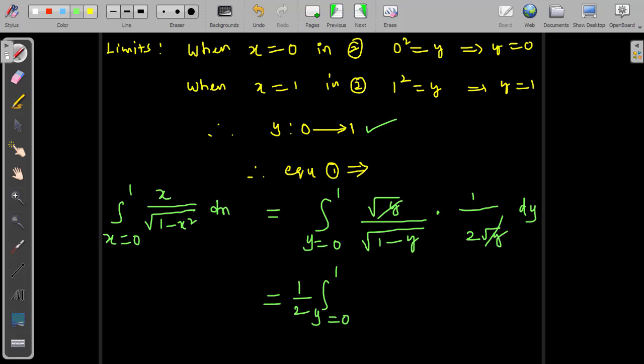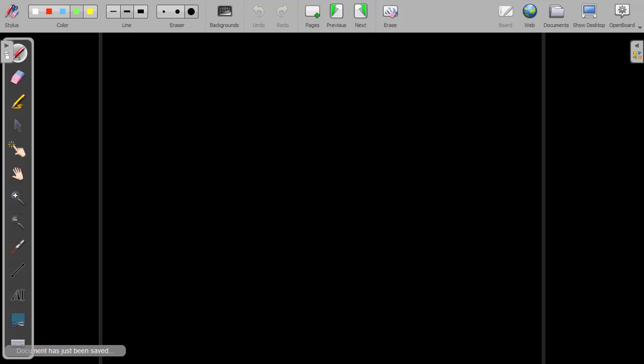In the numerator the leftover part is 1, divided by the square root of 1 minus y. This could be written like this, root of 1 minus y dy. The next step, this is equal to half times the integral, y from 0 to 1, 1 minus y to the power minus 1 by 2, again dy.